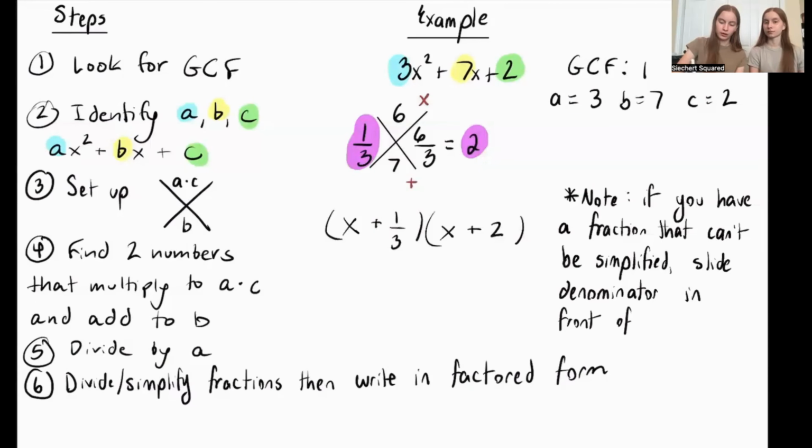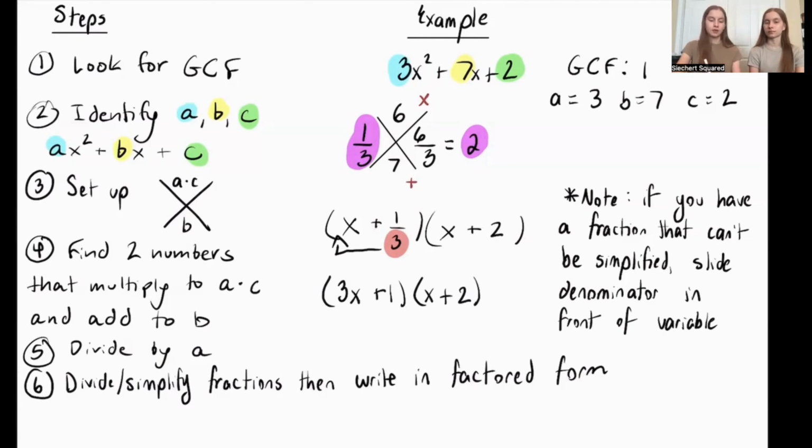So what that's going to look like for this one, that 1 over 3, we don't want it to be written as a fraction, so we're going to take that denominator or the number on the bottom of the fraction, and we're going to take it and slide it or move it to go in front of the x. So that's going to end up becoming 3x plus 1, and the other parenthesis will stay the same, x plus 2. That 3 will always slide in the x that is within the same set of parentheses.